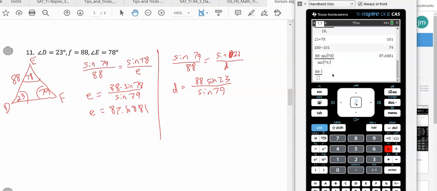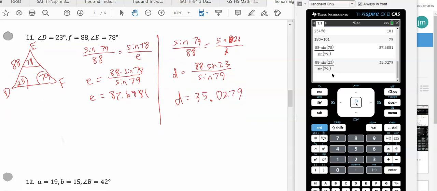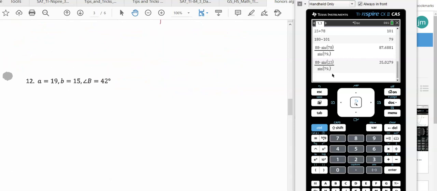So 88 times sine of 23 over sine of 79. So we get lowercase d is 5.022. We've solved that triangle. Now we're finally, so exciting here, this is pretty much guaranteed to be a two-solution problem. So let's try it and see what happens here.